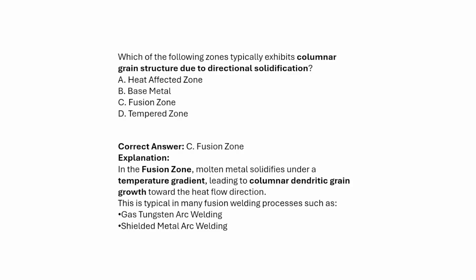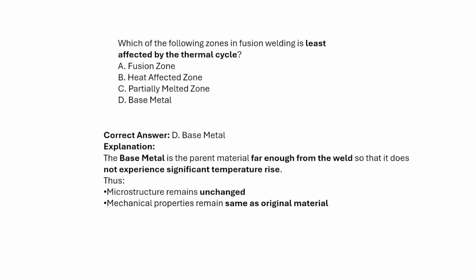So the time available for the microstructure to form is much less, which makes it form columnar grains. Okay, so the columnar dendritic grains grow towards the heat flow direction. This typically happens in fusion welding processes such as gas welding, SMAW, and so on.